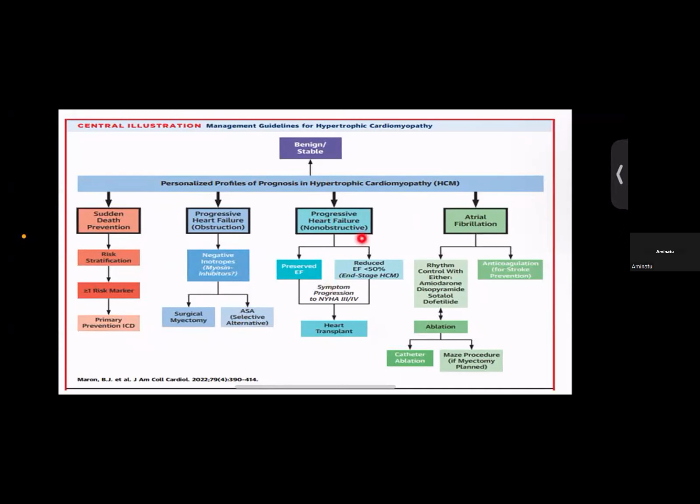So these are all things that we discussed earlier. For patients that have progressive heart failure, non-obstructive type, we follow the guideline pattern, and remember that EF of less than 50 is considered as HFrEF, heart failure with reduced ejection fraction. And that is also categorized as end-stage HCM. Then for atrial fibrillation, we control rate and rhythm, and also we start anticoagulation for prevention of stroke.